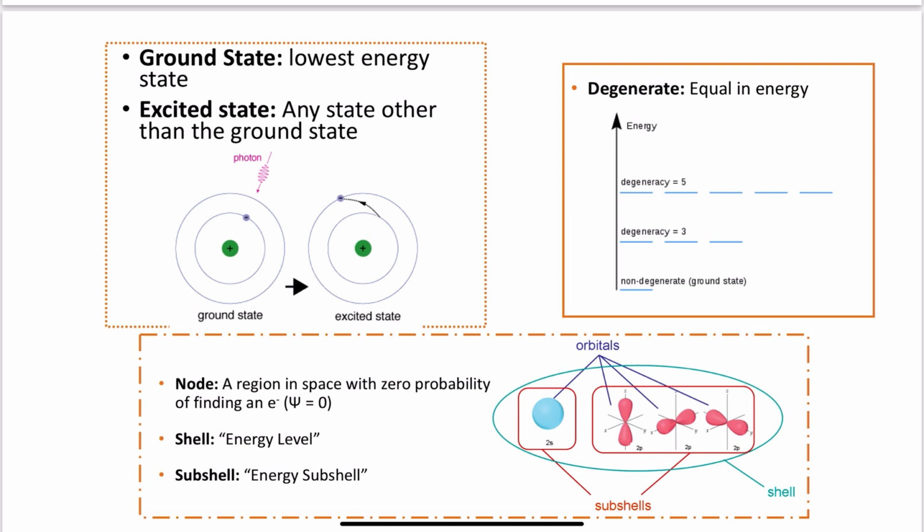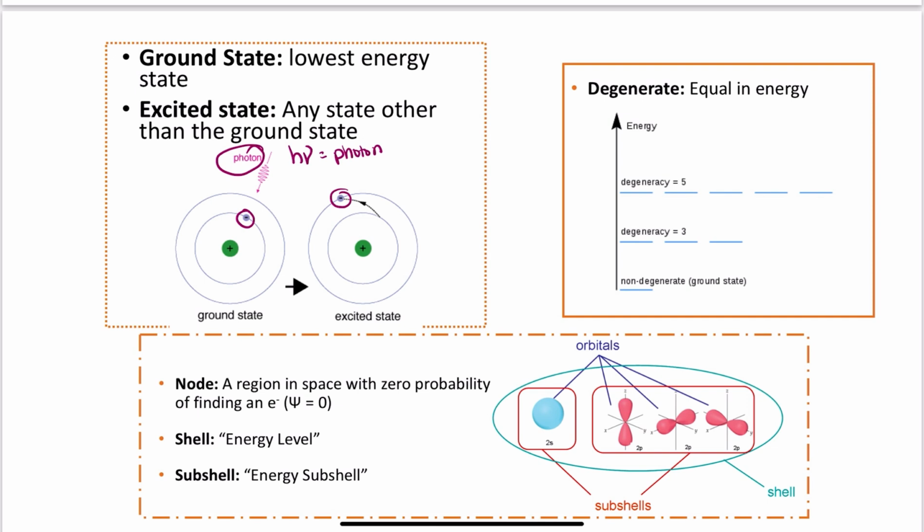The excited state is any state other than the ground state. I've given that atom some energy. The electrons are now excited up to a higher energy state. And so a photon of energy has gone in. We've learned about photons. h nu represents a photon. A photon has gone in, excited this electron to a higher energy state.